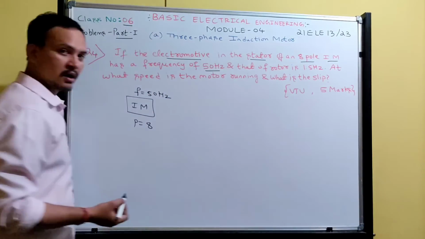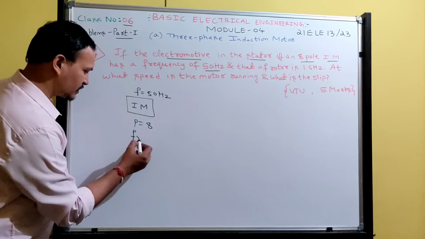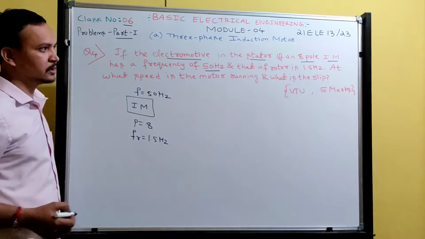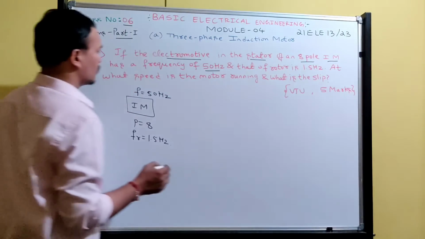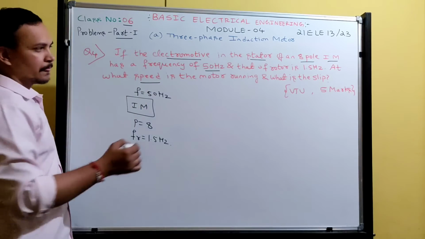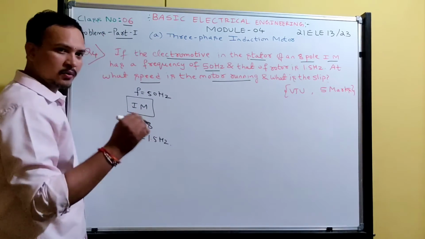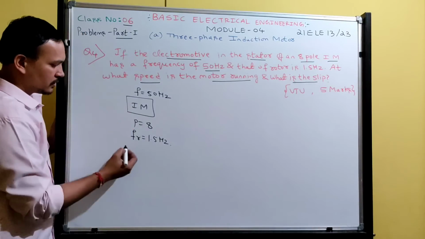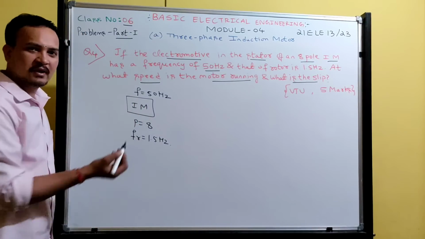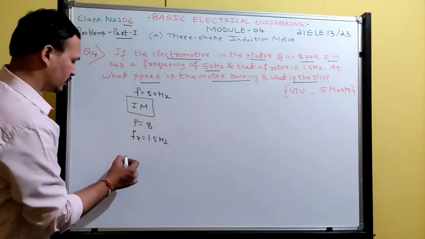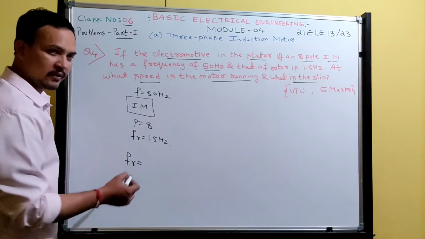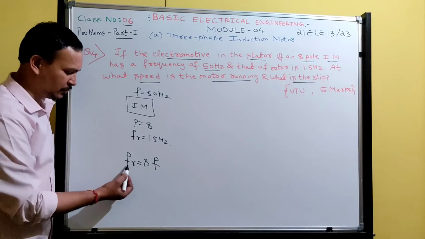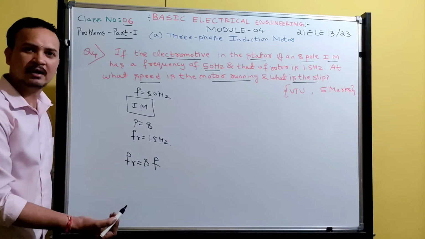And for the rotor, they have given the rotor frequency also. Rotor frequency is 1.5 Hertz. And the question is, at what speed is the motor running and what is the slip? Very simple. See, if I know FR and F, I can easily find the slip. So we have a relation. FR is nothing but slip times the supply frequency. I know both frequencies, so I can easily calculate.